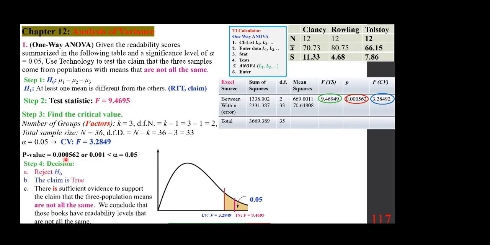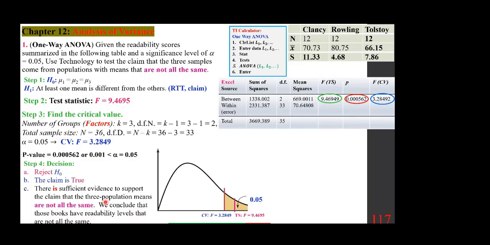So when we reject H0, we go back to the very first step. Rejecting H0 means we are okay with H1, and the claim becomes true. So the first part is from all these calculations. Then the rest is up to us to make a decision. The claim becomes true. There is sufficient evidence to support the claim that the three population means are not all the same. We conclude that those books have readability levels that are not all the same.